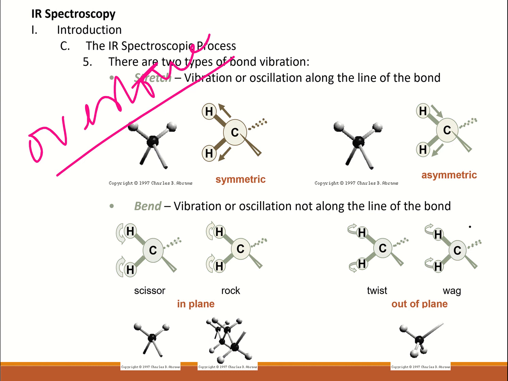Then there are combination tones, weak bands that appear occasionally at frequencies that are the sum or difference of two or more fundamental bands. So we call it non-fundamental. And the last one is Fermi resonance. If you do not need it, you shouldn't waste your time learning this. Fermi resonance is the interaction between a fundamental vibration and overtones or combination tones, like it happens in carbon dioxide.